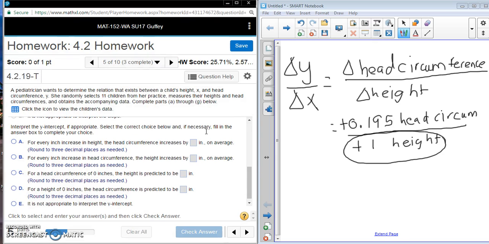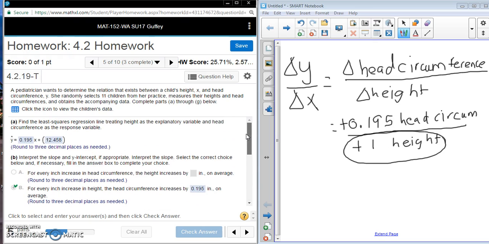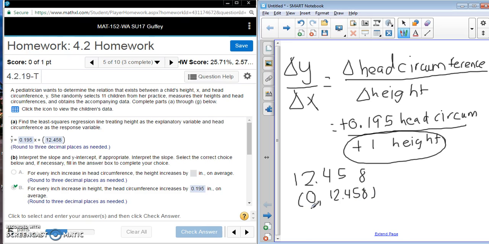Right? And now we want to interpret our y-intercept. So I'm going to scroll back up and get my y-intercept. Right, so there's our y-intercept. So as an ordered pair, our y-intercepts are always 0, comma, and then our y-intercept value. Right, so our x and then y. So x is our height and y is the head circumference. So here we're talking about a height of 0 and a head circumference of 12 inches, right?